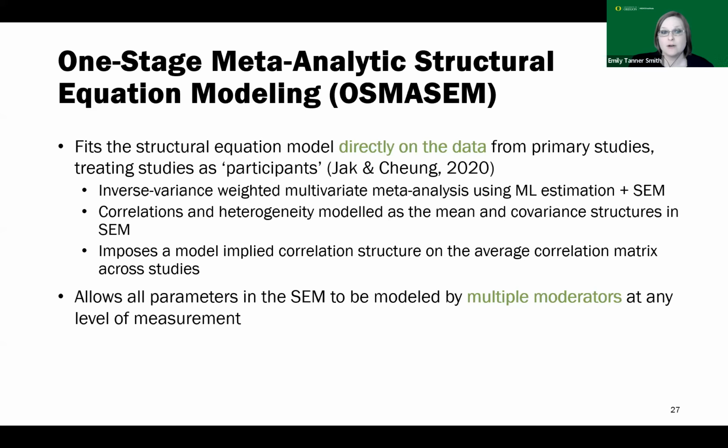But where the one-stage models are perhaps most useful and promising for prevention scientists is that they allow you to include multiple moderators at any level of measurement. And so you don't have to artificially dichotomize your moderators in order to use them. So moderators can be continuous or categorical, and any of the parameters in the SEM model can be modeled to interact with those potential effect modifiers. And so again, that's one really unique benefit of the one-stage approach: it does allow you to examine multiple moderators, but also continuous moderators.